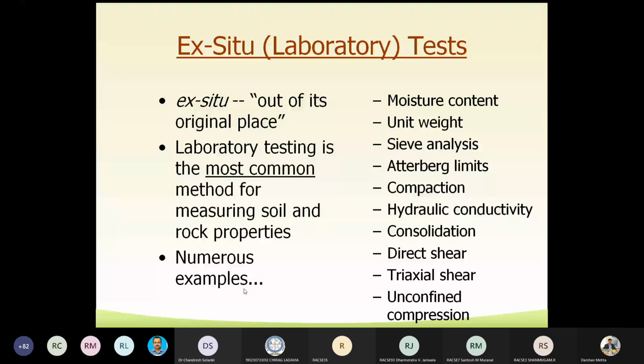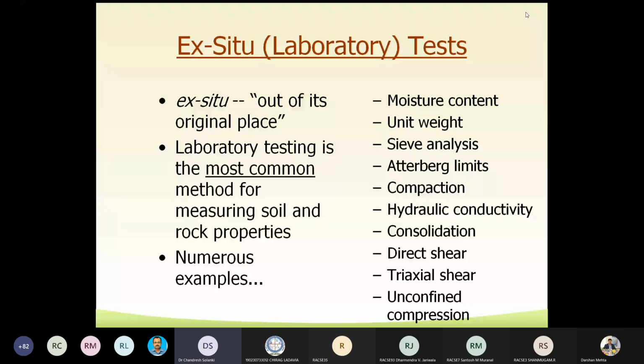Moisture content, unit weight, sieve analysis, Atterberg limits, compaction, hydraulic conductivity, consolidation, direct shear, triaxial shear, unconfined compression. These are the laboratory tests which we do on the soil when we get the samples in the laboratory. But all tests may not be required for all soils. We need to take decisions on the basis of the types of soils, and accordingly decide the performance of the testing.